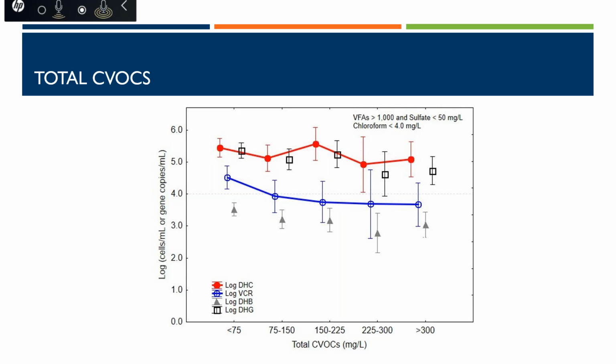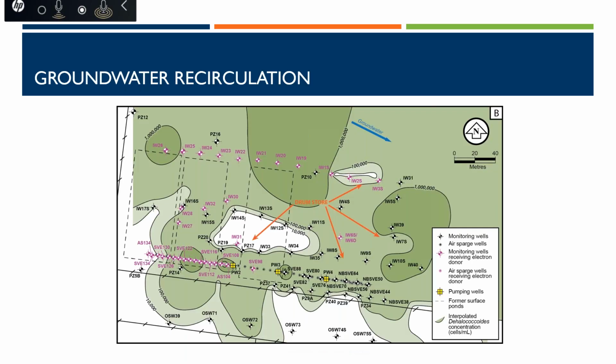To understand this better, we looked at the groundwater samples that had favorable conditions and chloroform below inhibitory levels. What you can see here is that concentrations of Dehalococcoides and vinyl chloride reductase genes were not significantly lower even when total CVOC concentrations were greater than 300. In fact, Dehalococcoides and vinyl chloride reductase were high in groundwater samples with VFAs greater than 1,000, sulfate less than 50, and chloroform less than 4, even when CVOC ranged from 300 all the way up to 620 milligrams per liter. So it seems like chloroform is the problem that we're encountering here.